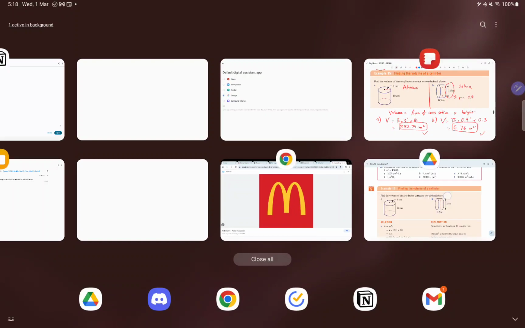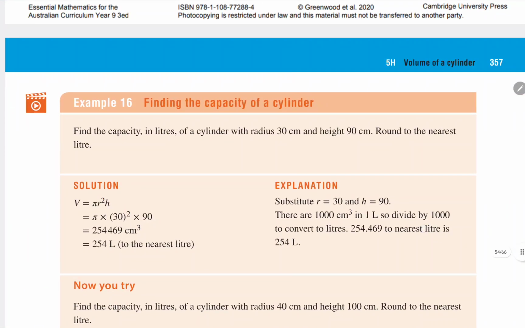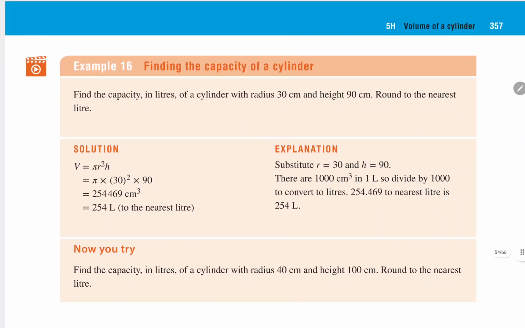Okay, so that's example 15. Not too bad. Now, when they ask you for something like capacity, it just means volume, right? Capacity is how much it can contain, and essentially it's just calculating the volume, because the bigger the volume, literally the bigger the capacity. That's essentially what it means, right?